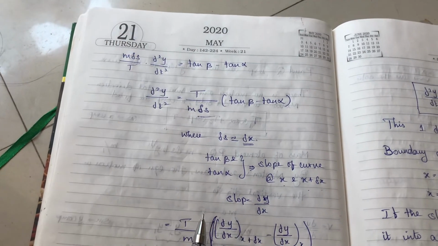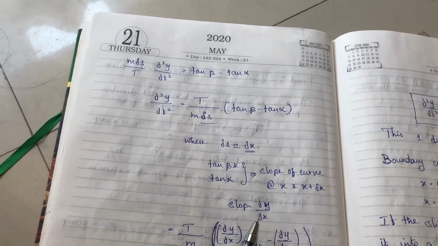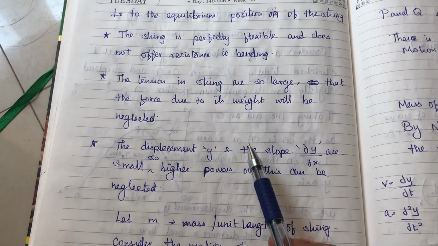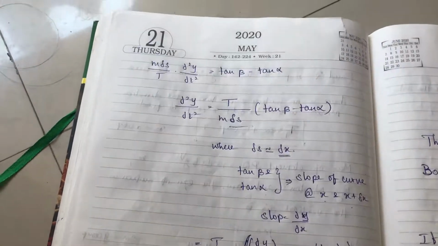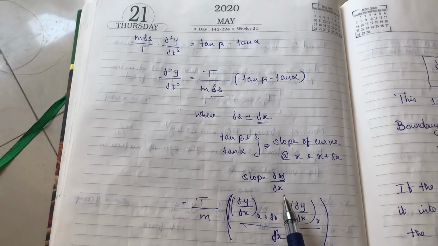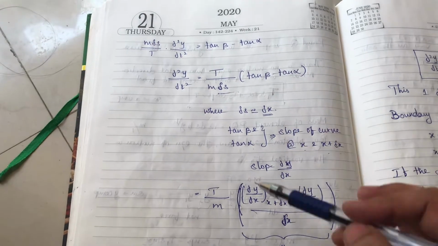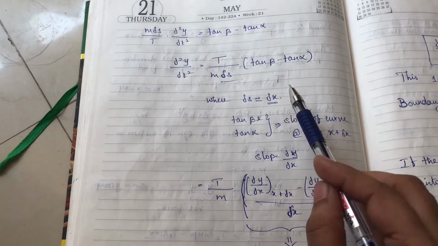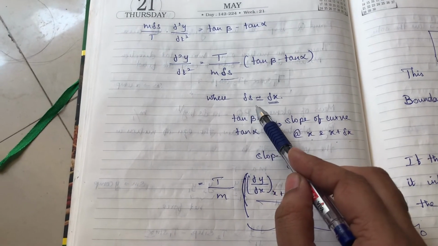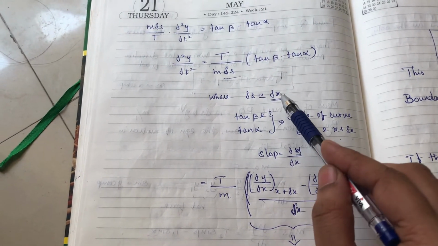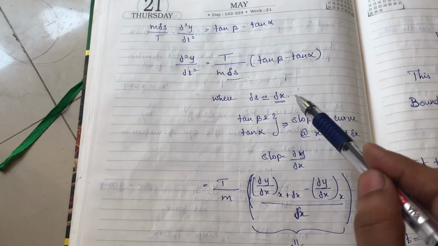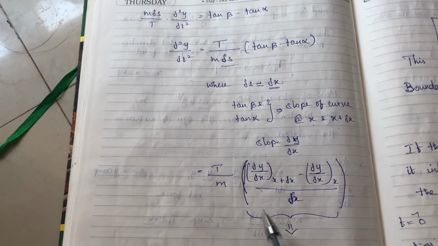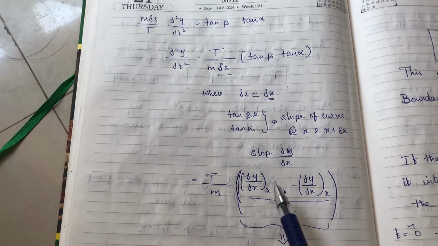We know that slope is what? Del y by del x. As you can see here, the displacement is y and the slope is dou y by dou x. So I'm just writing this term. We can easily write this as m into, I'm just writing only m, because with respect to this, dou s will be approximately equal to dou x, right? So I'm writing t by m into the whole term.